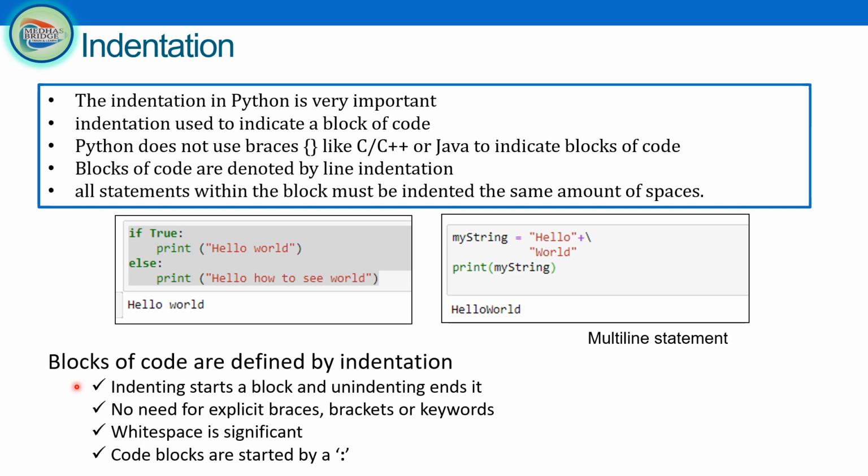Let us look into examples. Here is the single line statement and multi-line statement. Blocks of code are defined by indentation. Indenting starts a block and unindenting ends it. No need for explicit braces or brackets or keywords. Whitespace is significant. Code blocks are started by A.